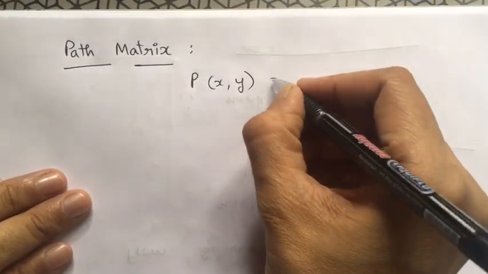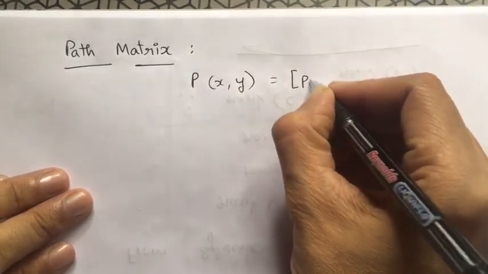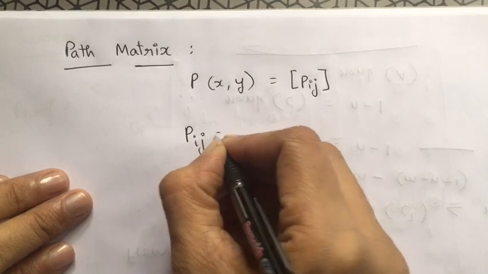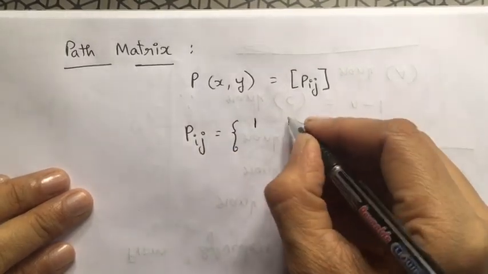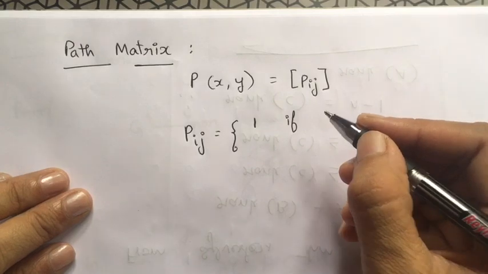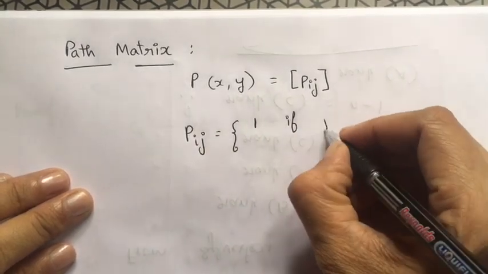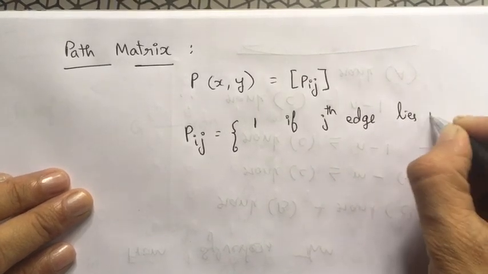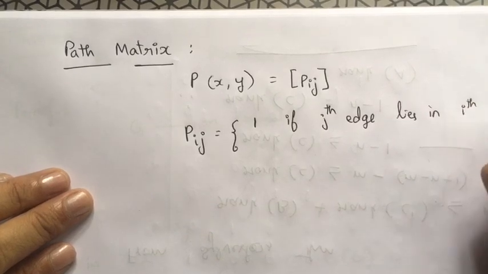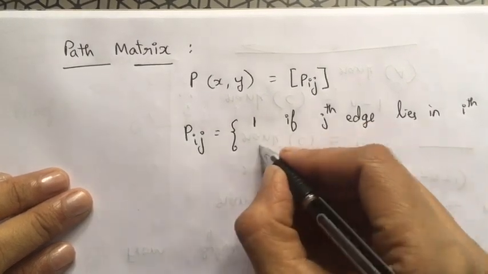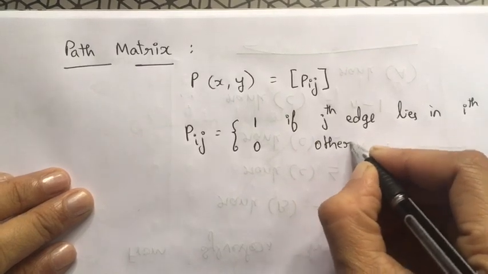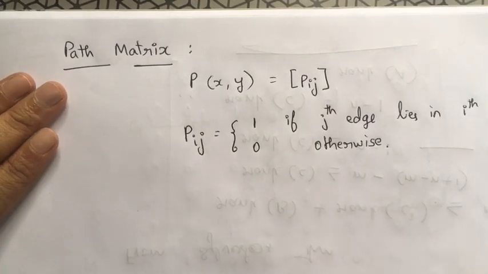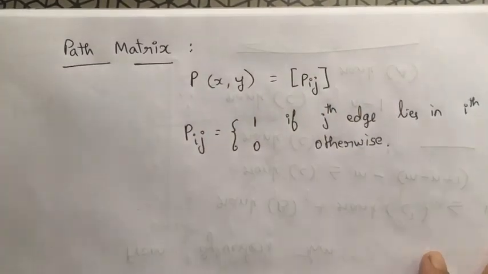Each entry Pij is 1 if the jth edge lies in the ith path, and 0 otherwise. So remember one thing, the path matrix is always defined for a particular pair of vertices.